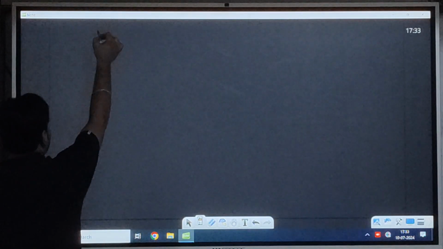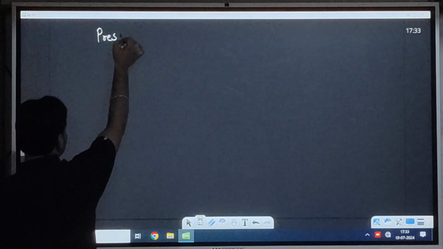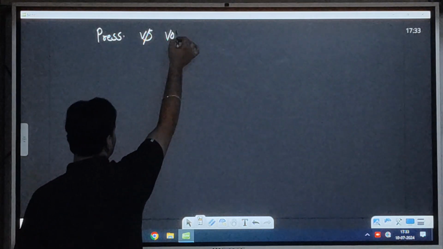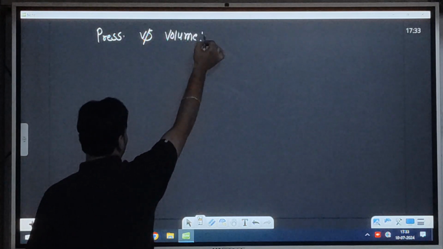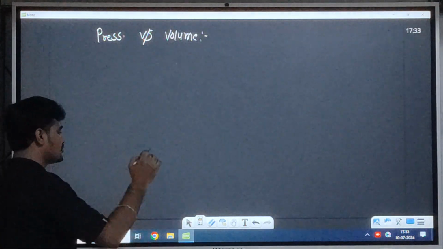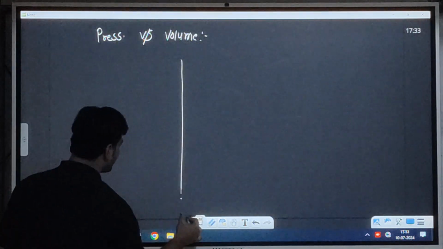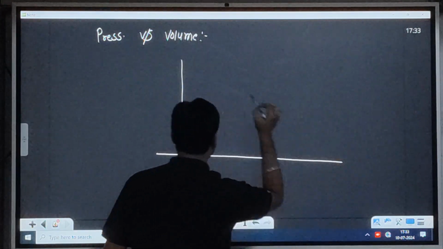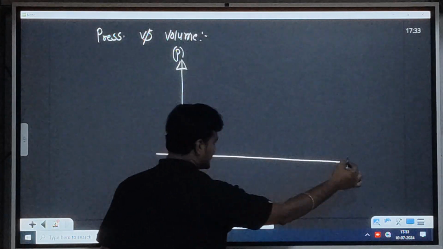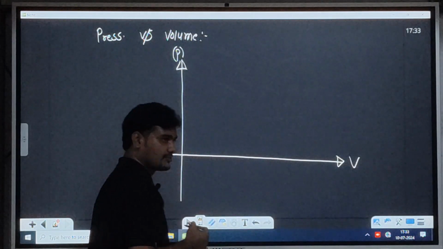PV graph, you know, pressure and volume graph. Pressure versus volume graph. Because we have to deal with mathematically fundamental functions also, so we have to know all kinds of graphs in the pressure-volume graph. So here I can plot the pressure, and here I can assume the volume line.